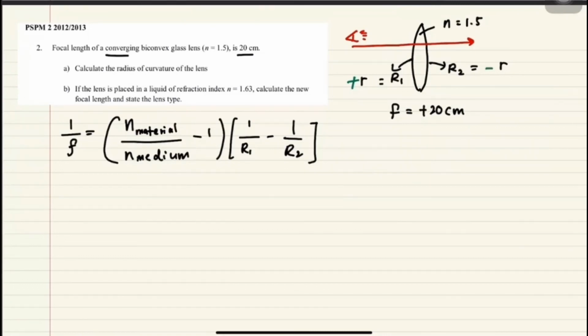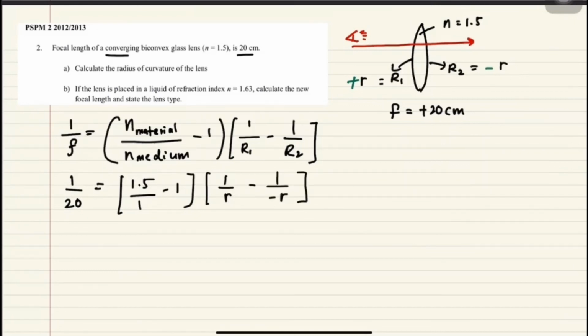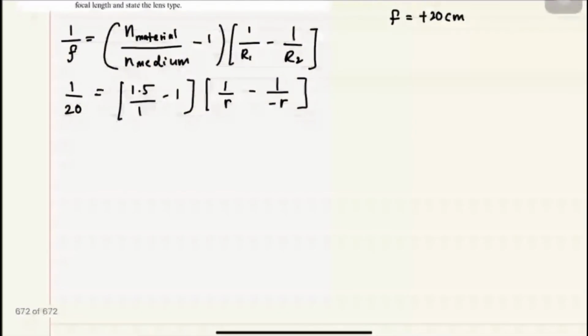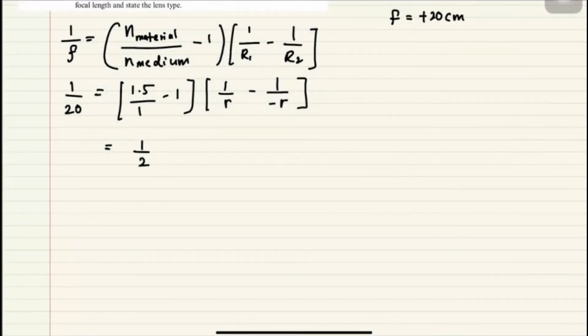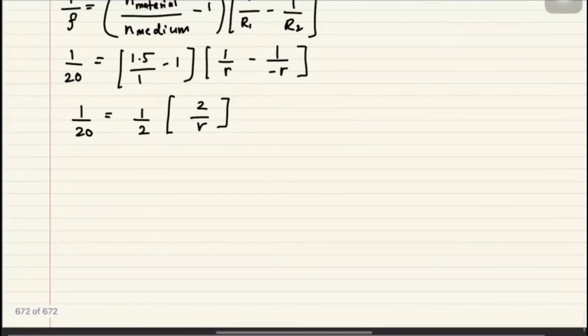Okay, so masukkan nilai dalam tu balik. Dia kata tak ada dalam apa, tak ada apa kan, so kita assume dekat air lah. So 1.5 over 1 minus 1. 1 over 20 is over there. 1 over R minus 1 over negative R. Okay, ini akan jadi half over 20. So negative jadi plus, jadi 2 over R. So cancel out. R sama dengan 20.